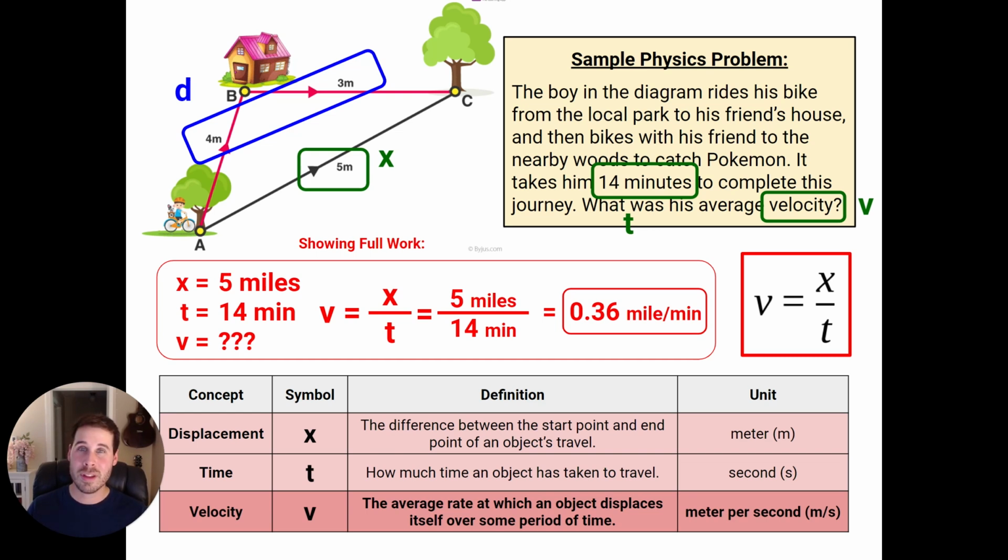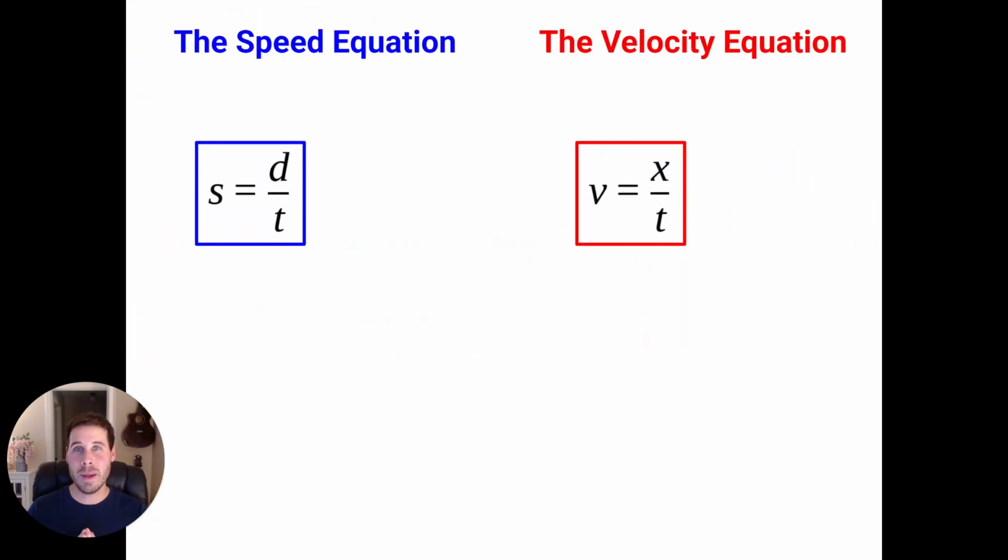So that's how to use the velocity equation, which again is just a little bit more complicated than the speed equation because it uses displacement instead of distance. Now that you've learned those, we're going to learn a bit more about how to use these equations in the easiest way possible, because some problems will get harder than the ones we just saw.